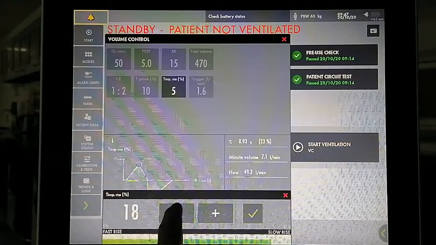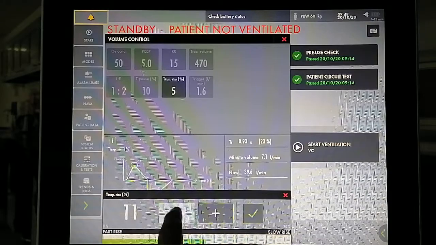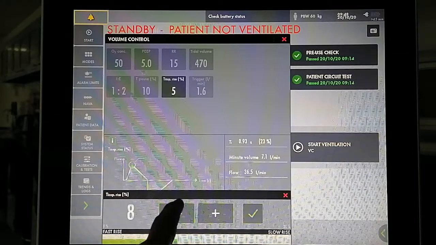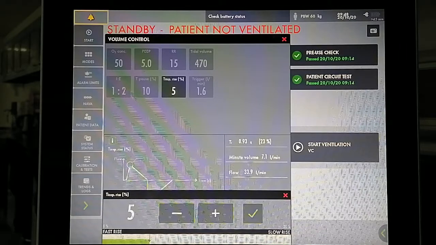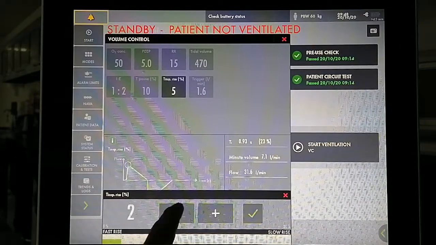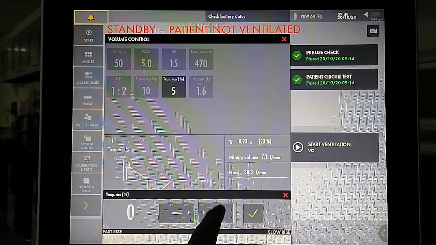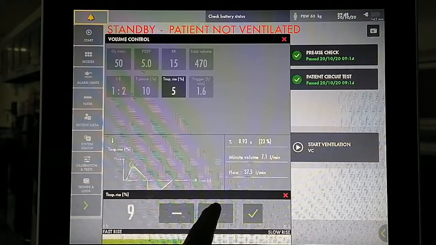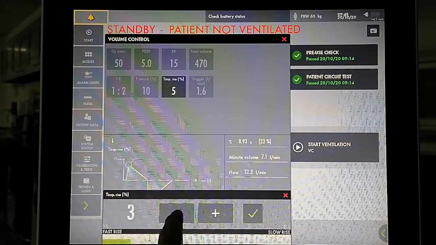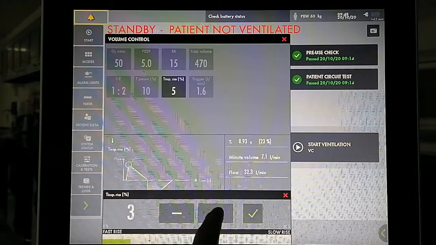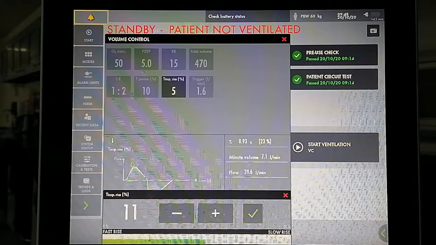At the bottom of the screen, you could see the fast rise and slow rise. So let's say you want a slow rise, so will give you more flow.